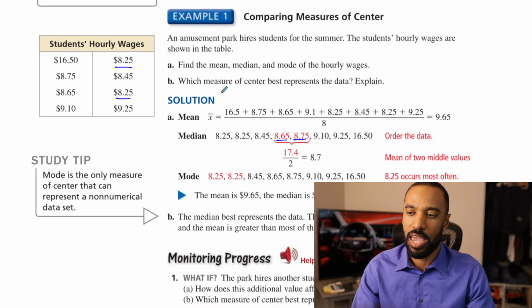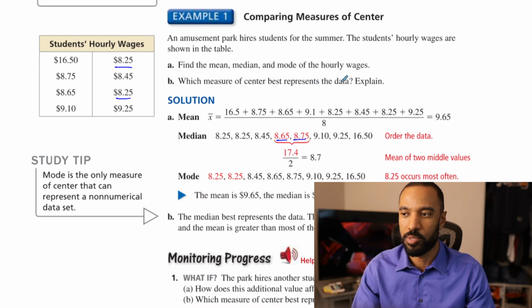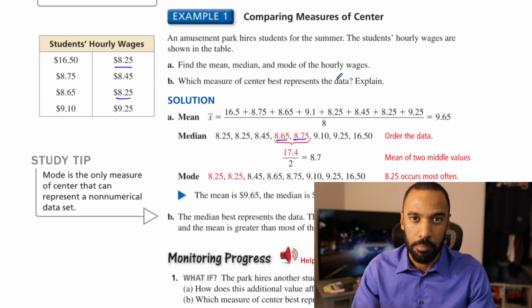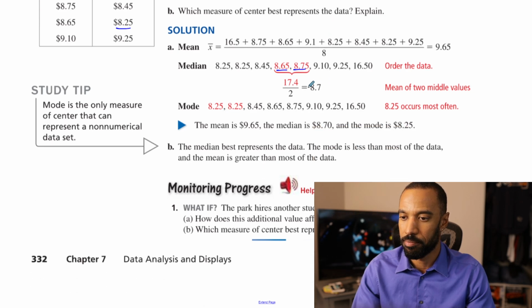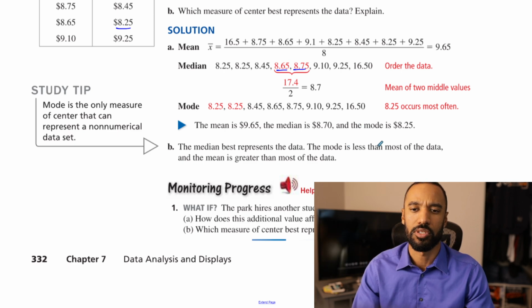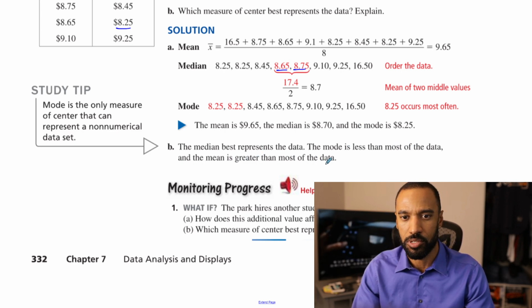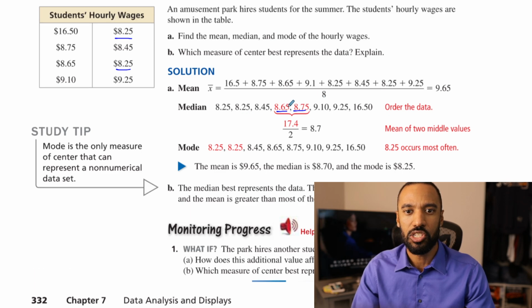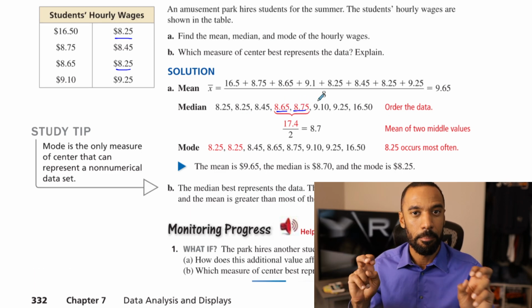Now, they did say which measure of center best represents the data. Honestly, I would go with the median. Let's see what they say. They do say the median. Let me show you here. The median best represents the data. The mode is less than most of the data, and the mean is greater than most of the data. And that's what I'd go with. The median seems to really work out that middle.